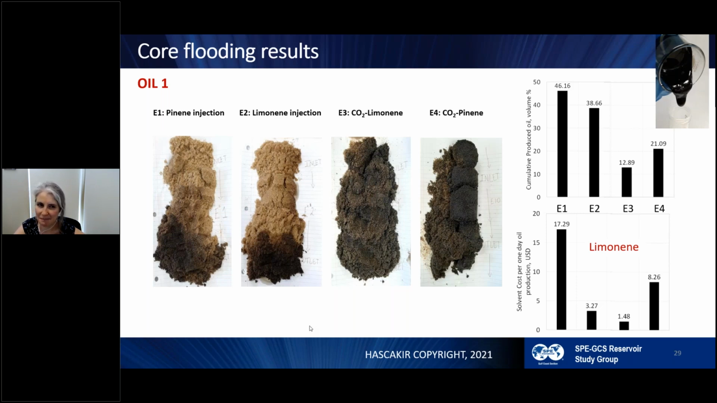Okay. Right. Any other questions in the room? So just one quick follow-up to Berna. Sure. What's the source of these solvents? How readily available are they?